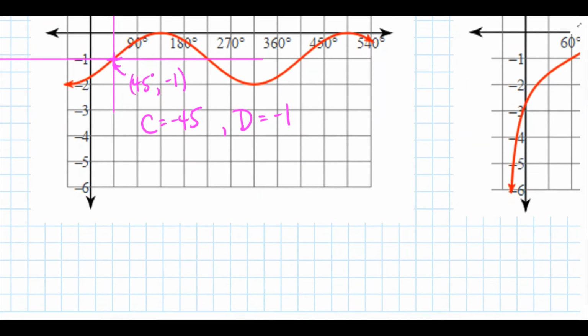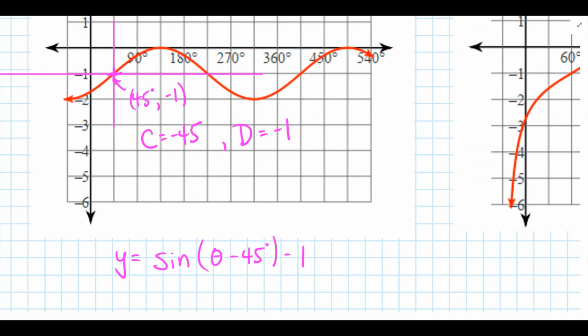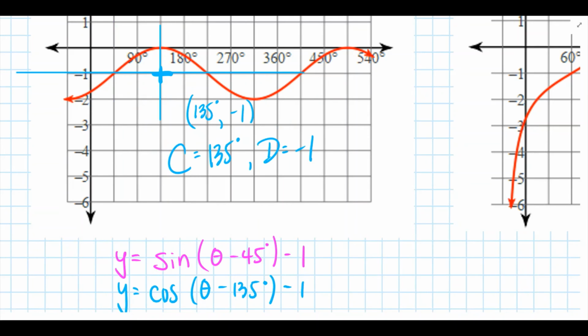The function that fits this graph, therefore, is as follows. Can you determine the cosine function that fits this curve? Please try establishing it on your own. Pause the video now and resume playback in a moment to check your work. The cosine function is similar to the sine function, but has a horizontal shift that is 90 degrees further to the right.